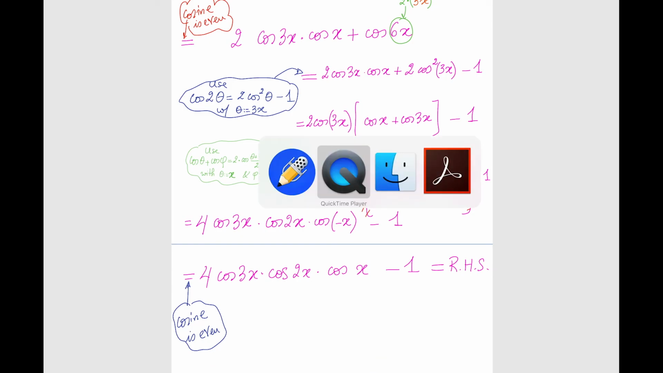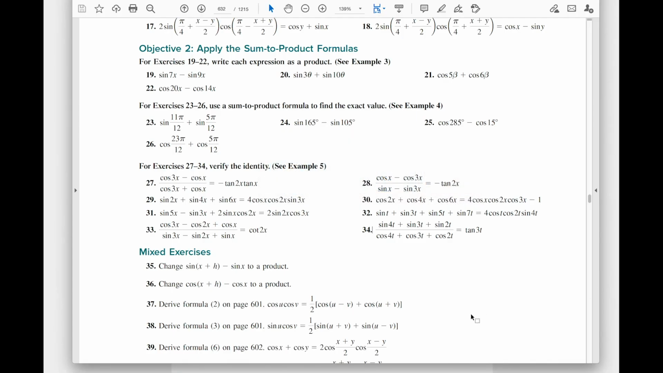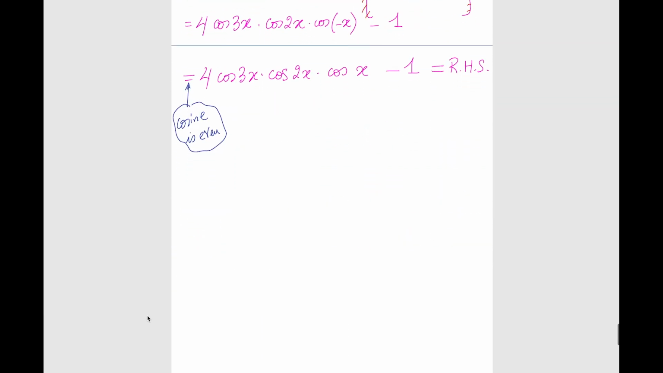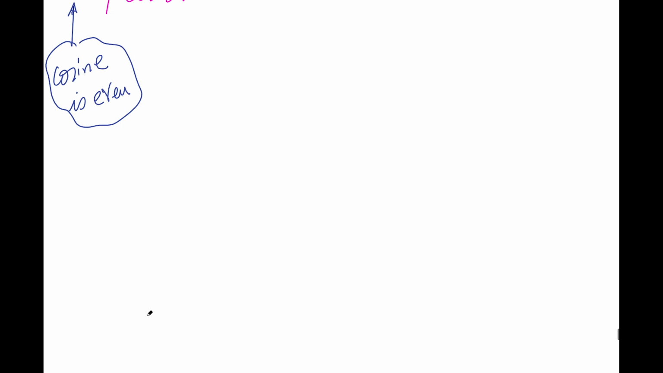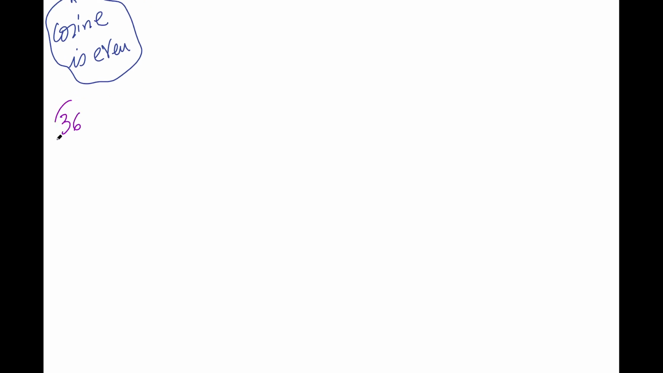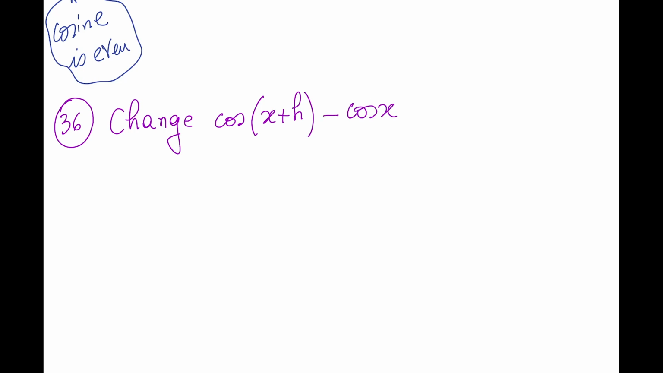Alright, let's do one more problem in this section. Let's do one of these last two. Let's do 36. Change cosine of x plus h minus cosine of x to a product. So 36. So we want to change cosine of x plus h minus cosine of x, this expression, to a product. Okay.